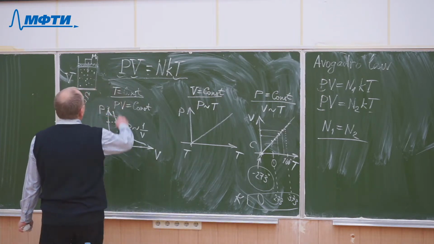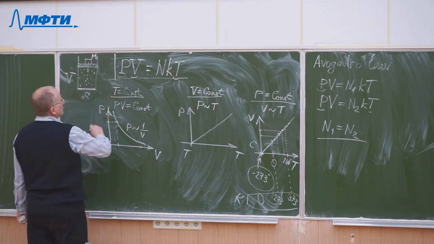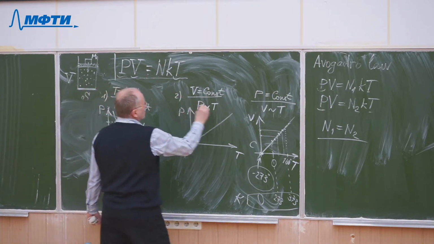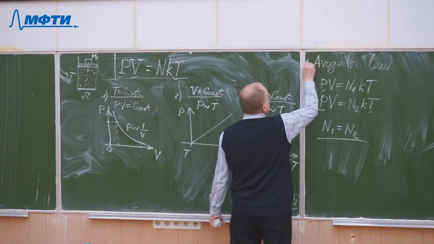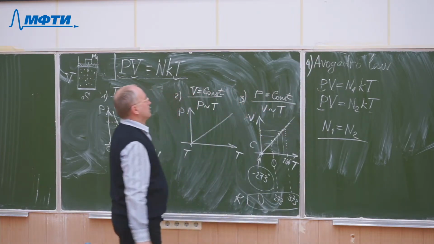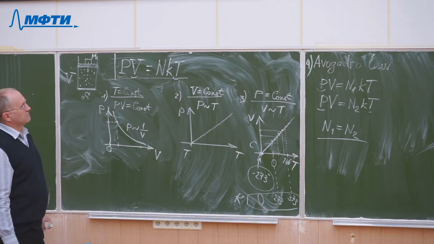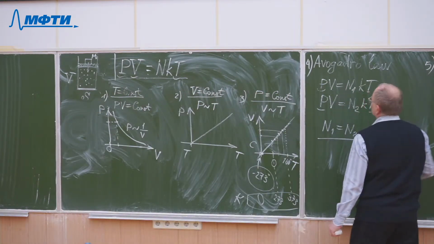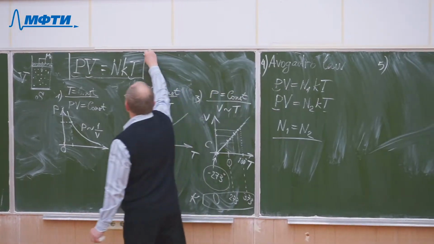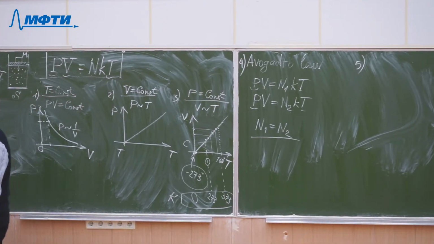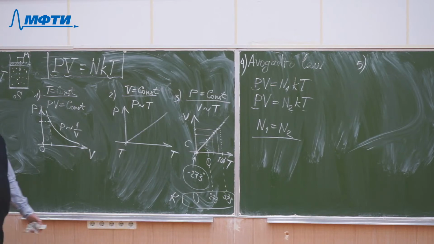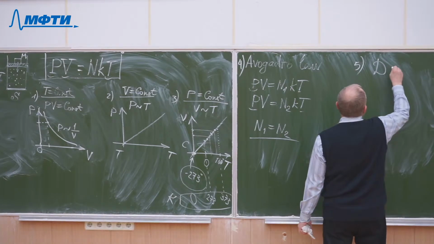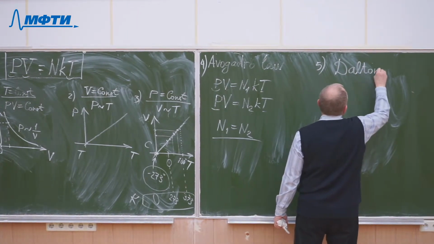So, from this equation of state, we have derived three different laws and Avogadro's law, which is the fourth consequence, number 4. And now consequence number 5 from the same equation of state. Consequence number 5 is called Dalton's law, or Dalton law.